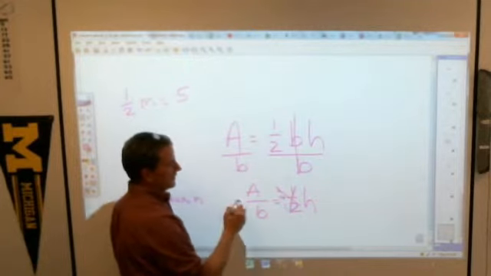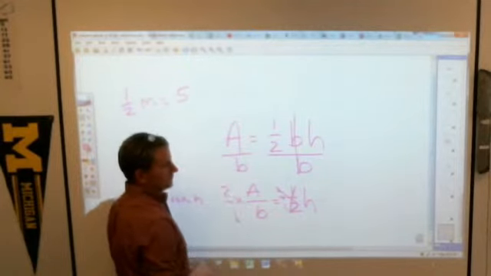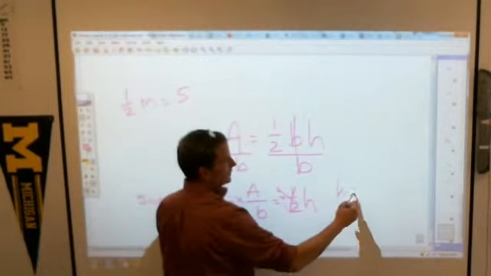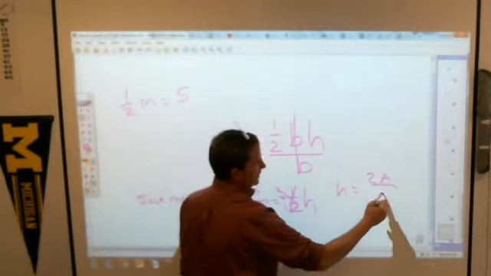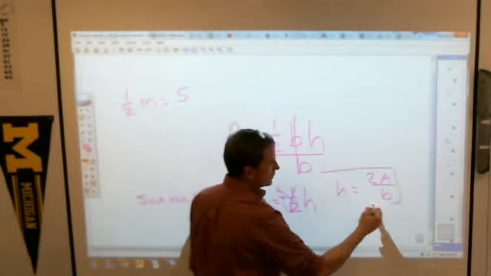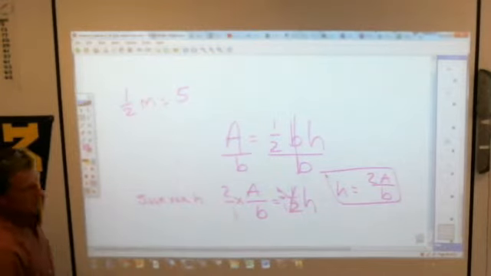This goes away, guess what? I multiply by 2 over 1. And guess what I get? Height would equal 2 times the area divided by the base. Ooh, look at that for a formula. Isn't that exciting?